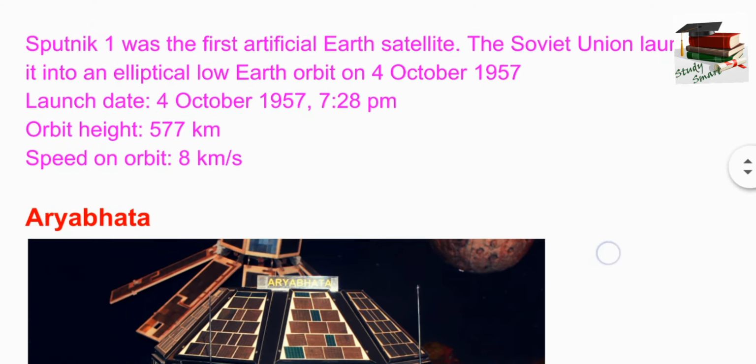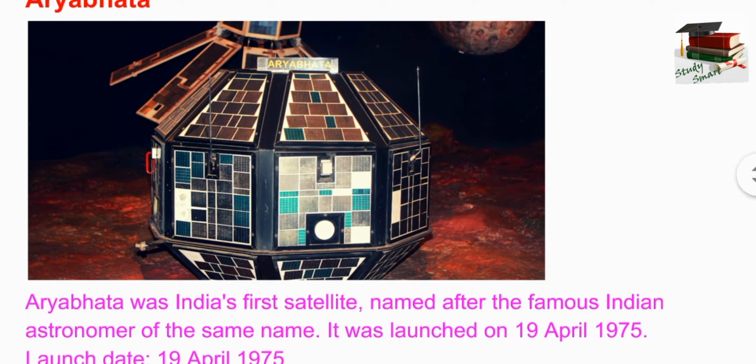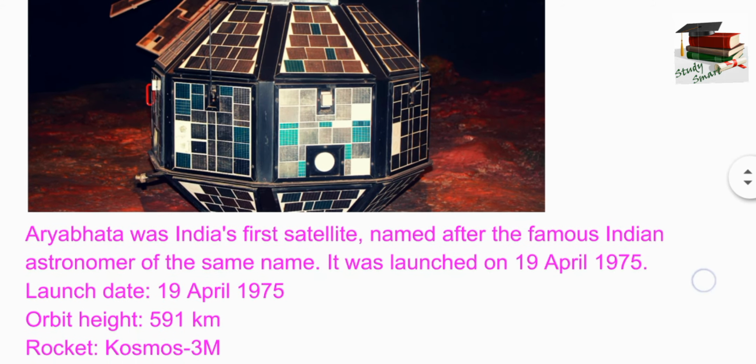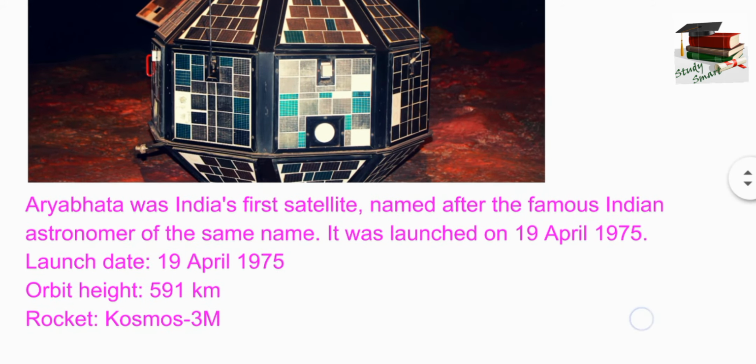Now see about India's first satellite, Aryabhata. Aryabhata was India's first satellite, named after the famous Indian astronomer of the same name. It was launched on 19 April 1975. Orbit height 591 km and its rocket Cosmos 3M.